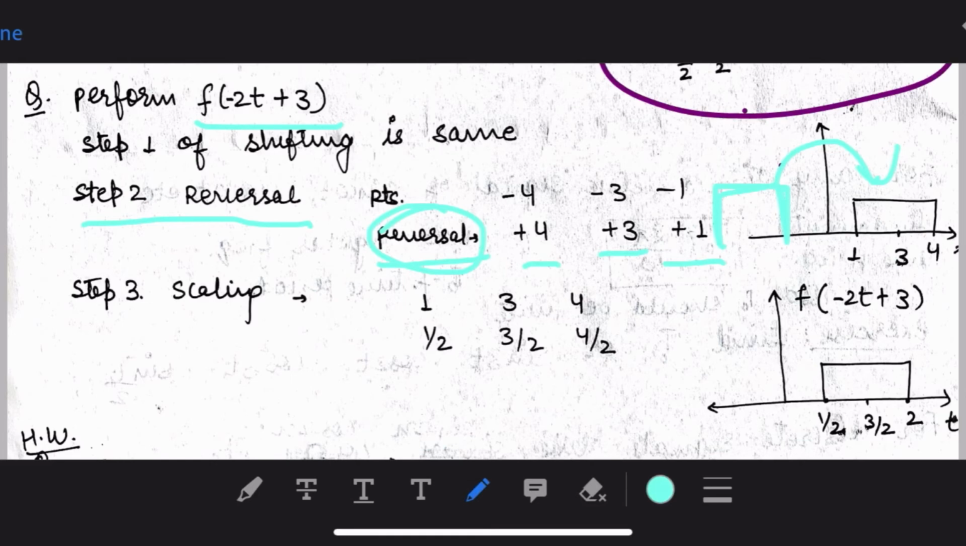Okay. Step 3 is your scaling. Again, multiply by 2, so you have to divide by 2. Now you should not look at multiply by -2, because reversal you have already performed. So in scaling you only have to see that it is multiplication by 2. Then you have to divide here. So your points will become -1/2, 3/2 and 4/2. So this is your new waveform.